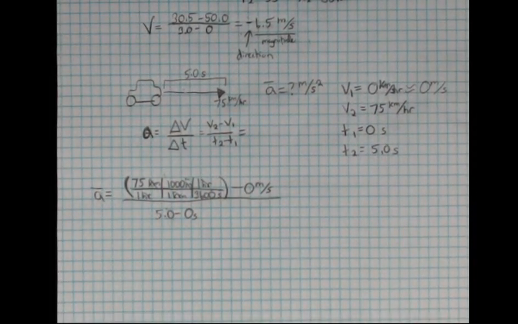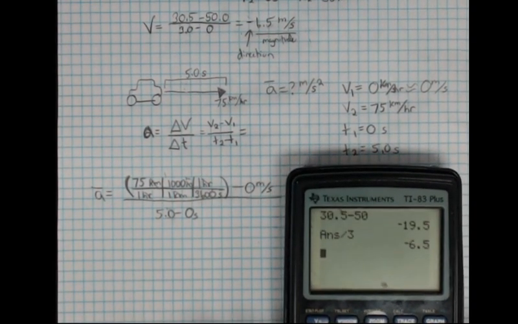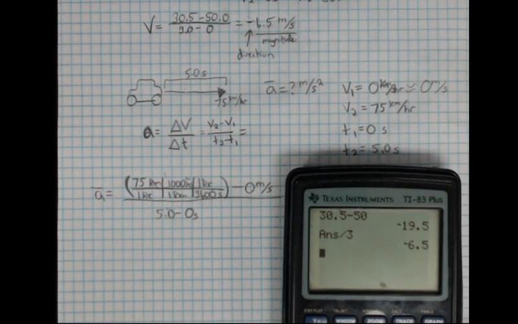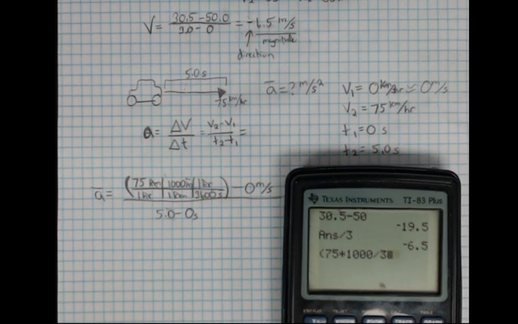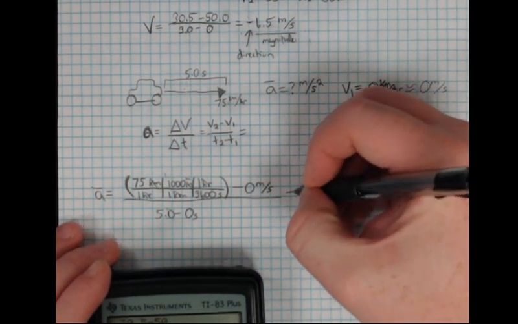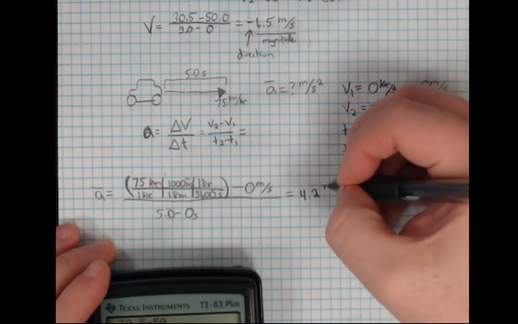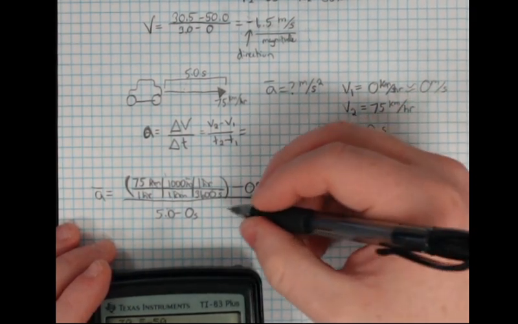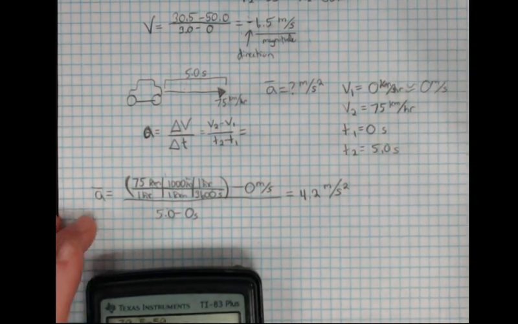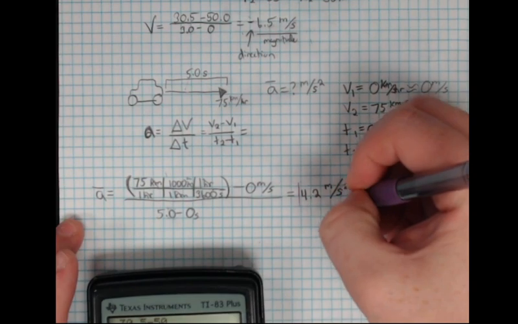So I'm going to go ahead and plug this into my calculator. The way I'm going to do that is 75 times 1,000 divided by 3,600, in parentheses, divided by 5. And then both of our numbers had 2 sig figs, so my answer here would be 4.2. We'll have meters per second, and then on bottom is another seconds, which is why it becomes seconds squared. So my answer for this one would be the average acceleration.